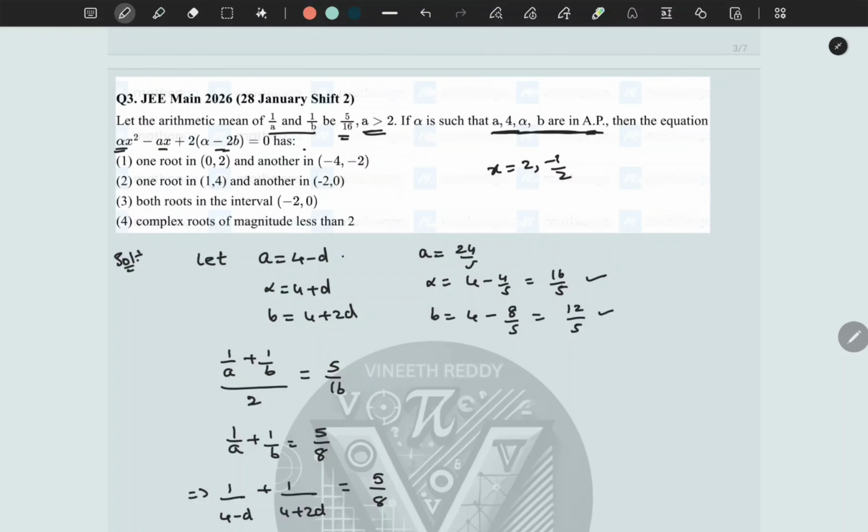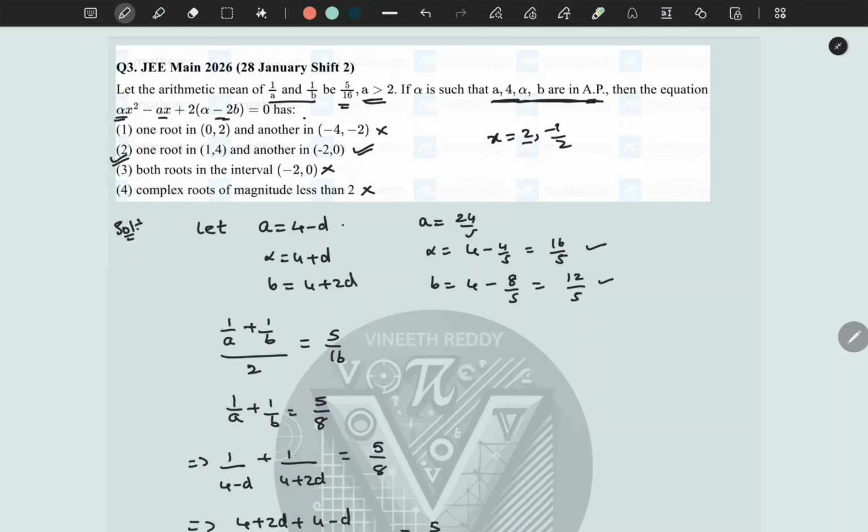Now just check for option 1. One root is... no, option 1 seems incorrect. Second option: one root is in 1 comma 4. I think that is correct, because one root 2 is between 1 comma 4 and another root is between minus 2 comma 0. This seems correct. Third option, both roots are in the interval. No, both roots are not negative. Complex roots? No, they are not complex. That means option 2 is correct.